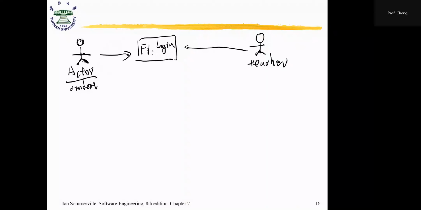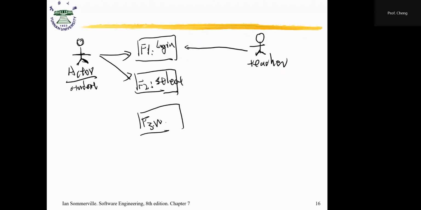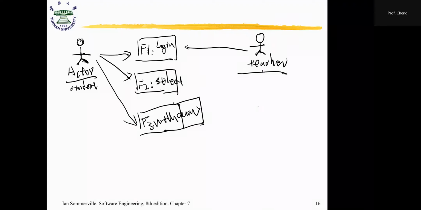Also, because both you and me, we use the same login page. But the function is different. For the student, F2, you can select a course, and also you can withdraw a course, right? And teacher cannot select course. You should remember, right? So what can the teacher do?